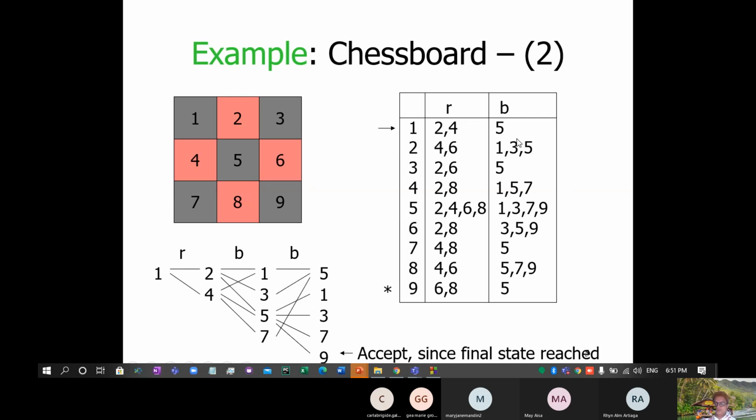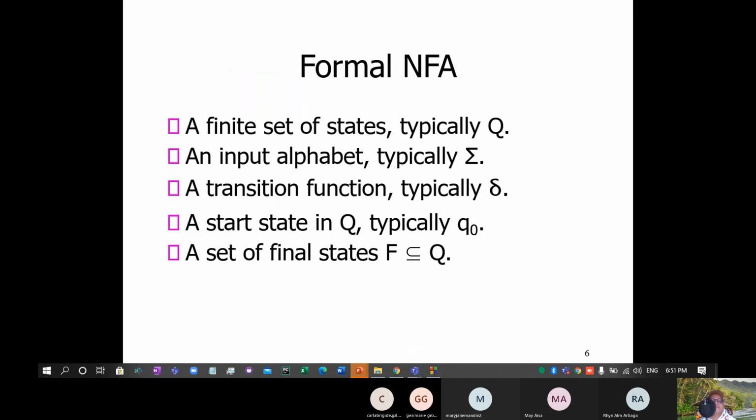Adjacent sa black. Ang ani nga part, 1 mudong sa 5, 2 mudong sa 1, 3, 5. Okay, and so on. So formal in NFA, a finite set of states typically Q. So pareha po siya sa deterministic finite automata. An input alphabet typically is sigma or capital sigma, and the transition function typically the lowercase delta. A start state in Q typically Q0, and a set of final states F subset of Q.